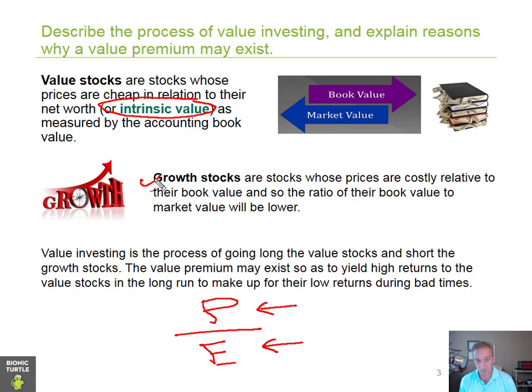And in fact, it's been a very successful strategy depending on the market regime. And so value investing could be the process of going long the value stocks and short the growth stocks if you're including the full opportunity set.